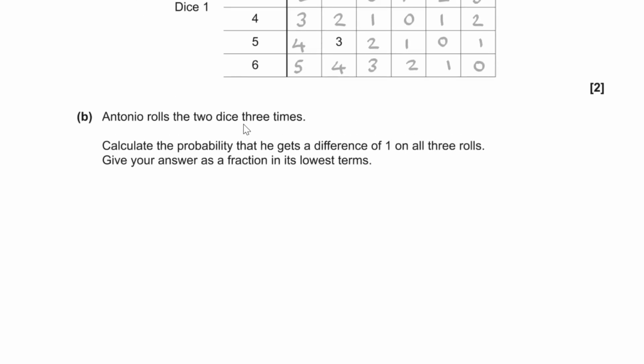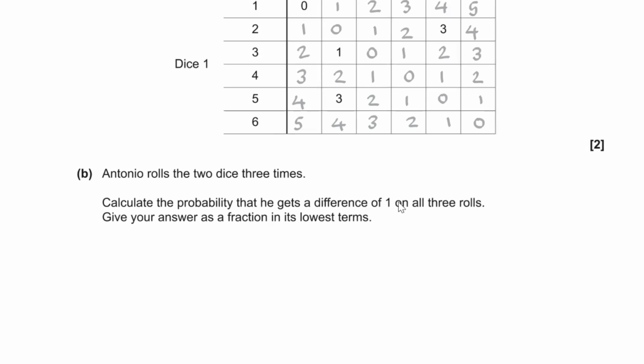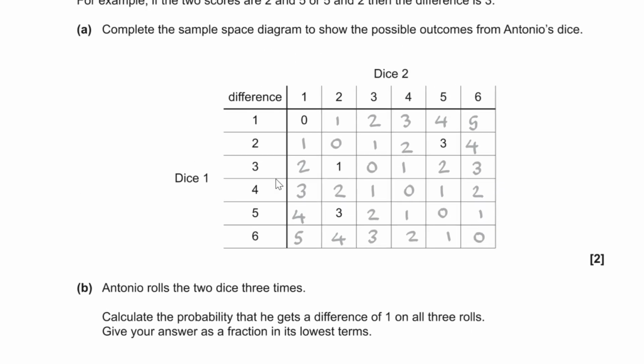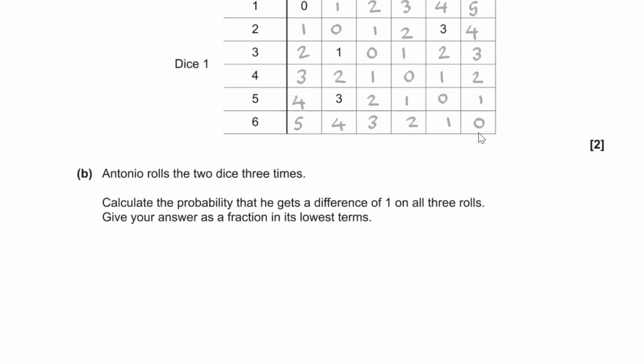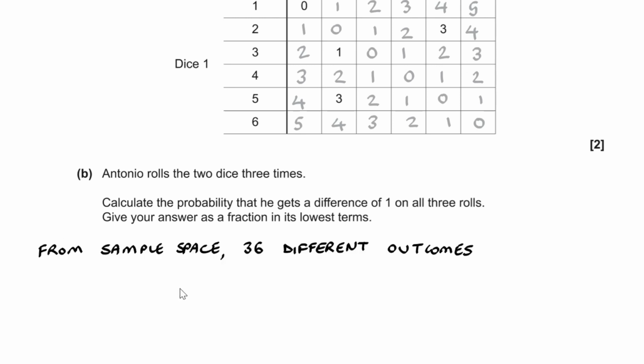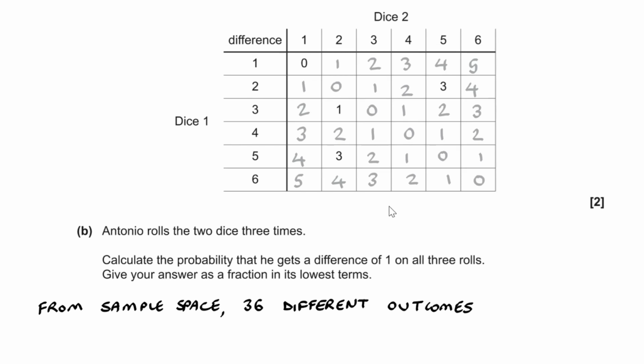And now for part B, Antonio rolls the 2 dice 3 times. We have to calculate the probability that we will get a difference of 1 on all 3 rolls. Well, over here you can see there's 6 times by 6, which is 36 different outcomes. So let's just write this down. So from the sample space there's 36 different outcomes. Now we have to find the probability that it gets a difference of 1 on all 3 rolls.